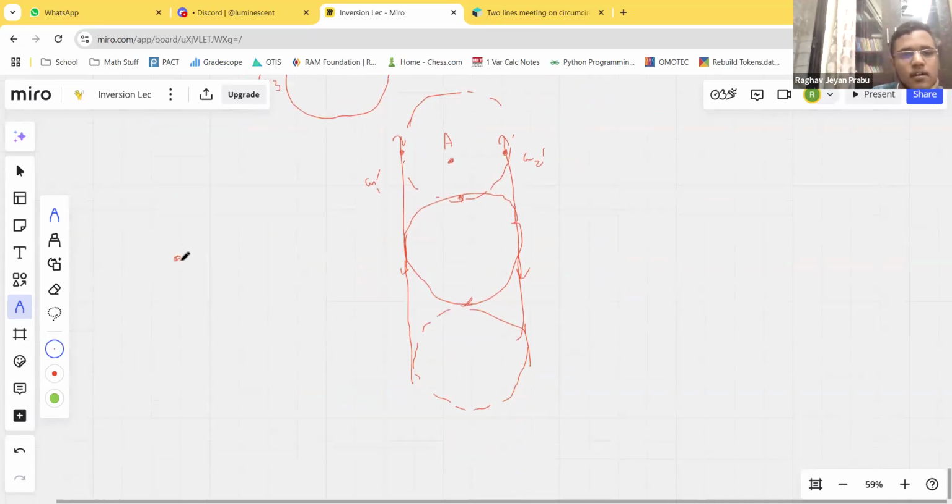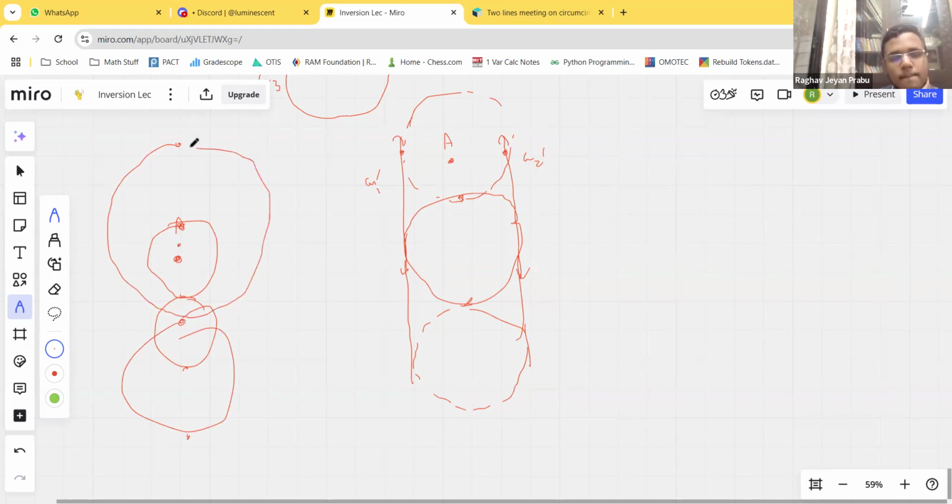Because say I have A and this is one circle and this is another circle. Its center is here. Then B will map to some point here. This one will map to some point here, whereas this one will go much farther because it's much closer to the center of inversion. So now this circle and this circle will have different radii because the diameters are different. Do you understand this?